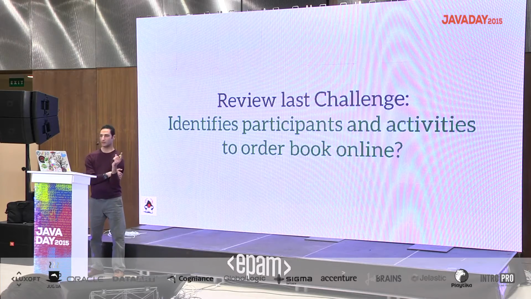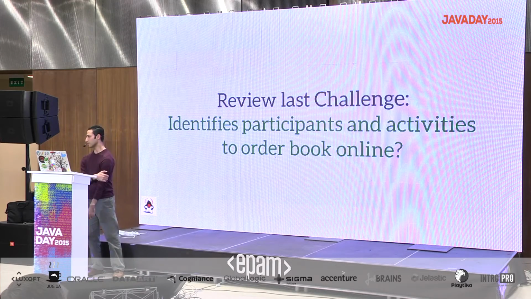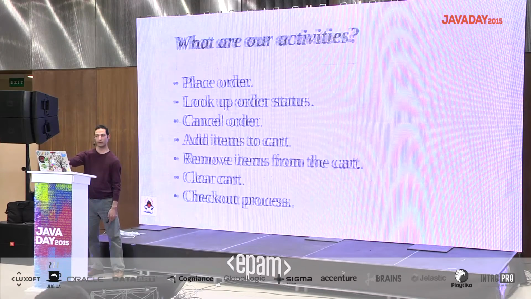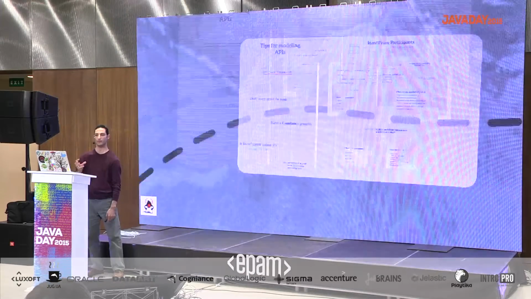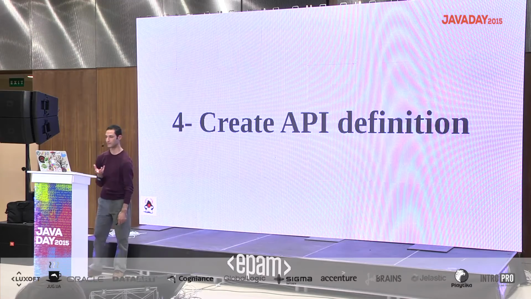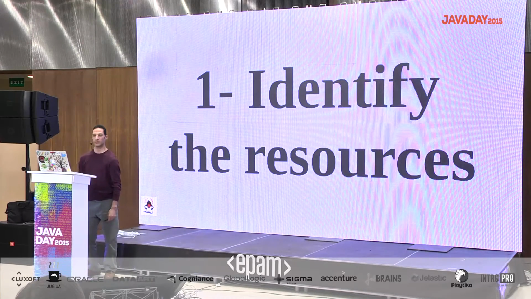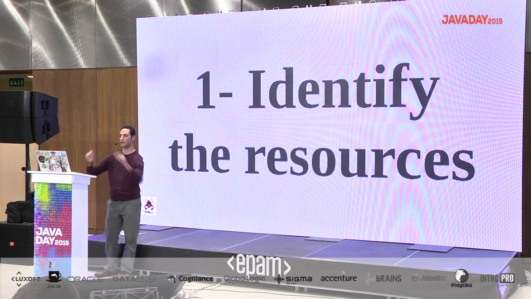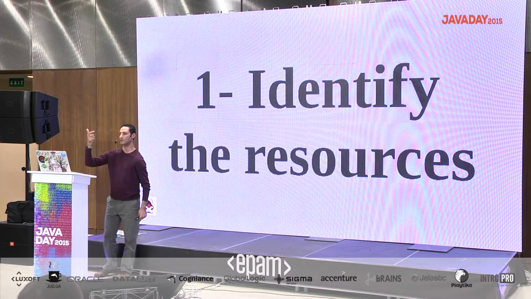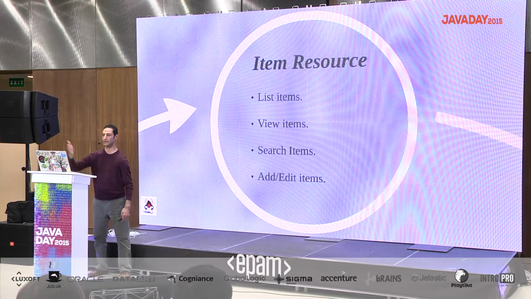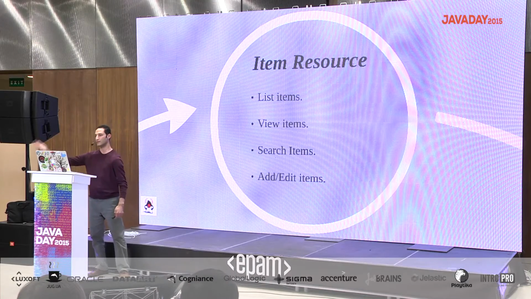Let's review our last challenge for ordering a book, as we already have our participants and we mapped our activities. So we need to group them into some sort of API, and create the API definition itself. To identify the resources, always look for the nouns in your activity. This is your resource name, the nouns, okay? So we have here the item resource, and here is the list of actions that will be done on the item resource.